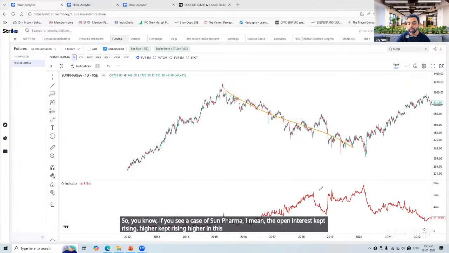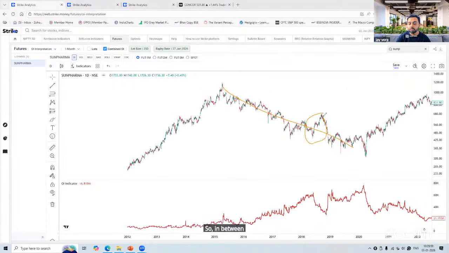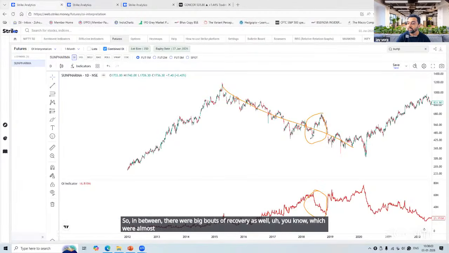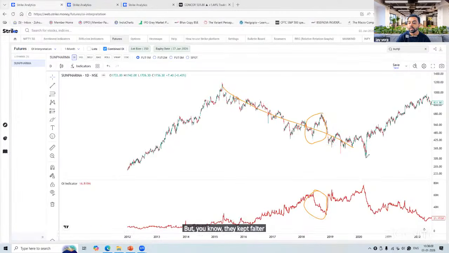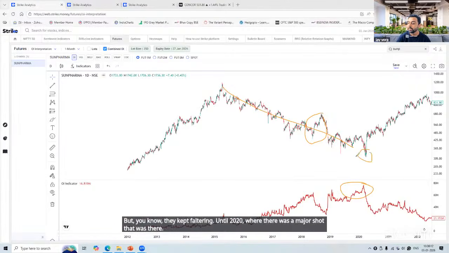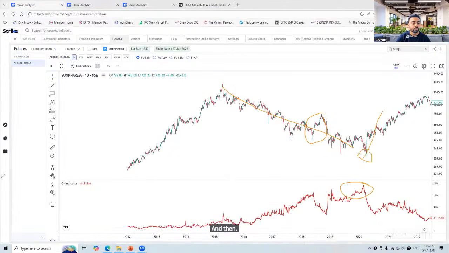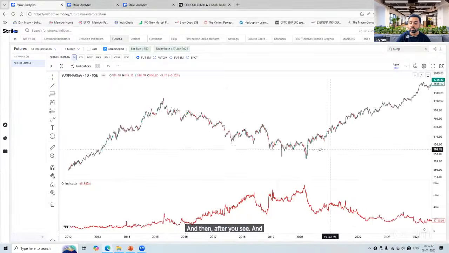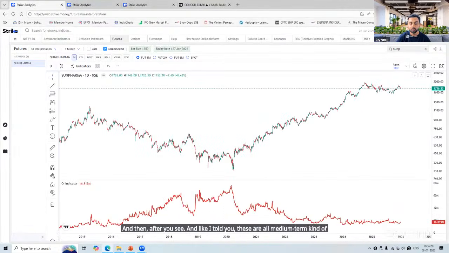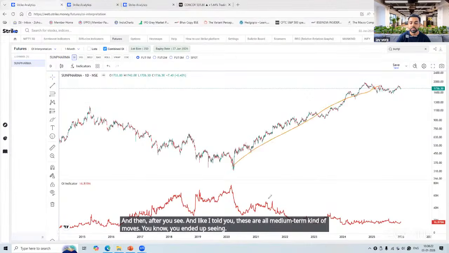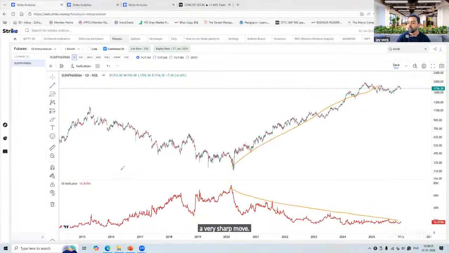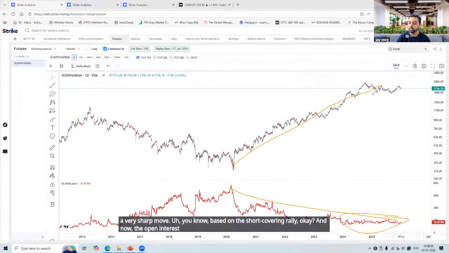entire decline. Okay. So in between, there were big bouts of recovery as well, which were almost like a 50, 70, 80% kind of move. But they kept faltering until 2020, where there was a major short. Of course, COVID happened. And then after that you see, and like I told you, these are all medium term kind of moves, you ended up seeing a very sharp move based on the short covering rally. Okay, and now the open interest is very low.